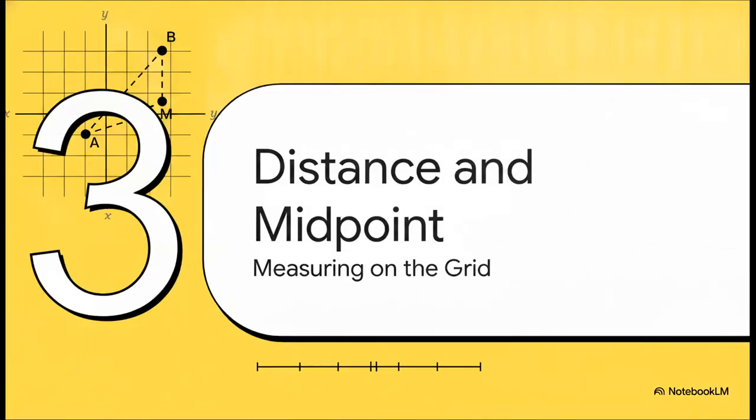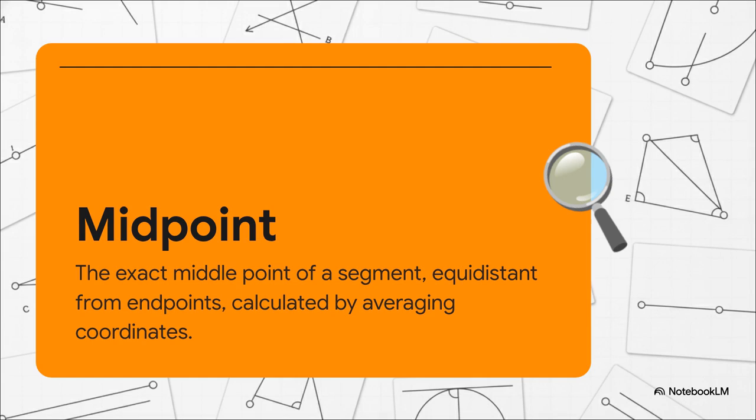Let's move to Section 3 and see how this builds. With our points now sitting safely as data on a coordinate plane, we can measure exactly how far apart they are and where their exact mathematical center lies. Take the midpoint, for example. By definition, a midpoint is the exact middle point of a line segment, meaning it's perfectly equidistant from both endpoints. Because we're working on the coordinate plane, this isn't some guessing game. It's a measurable relationship derived directly from averaging the x and y coordinates.